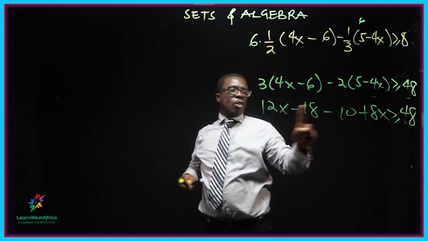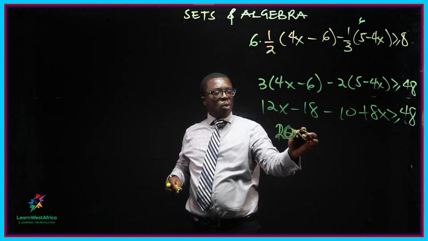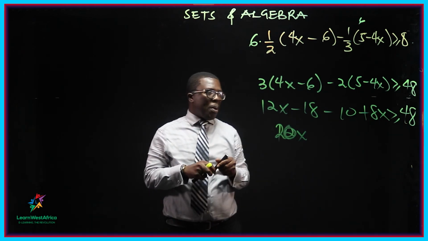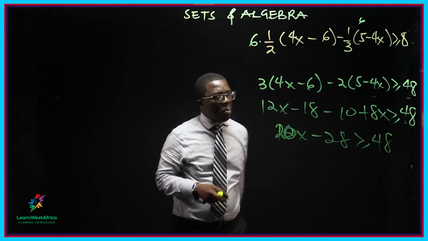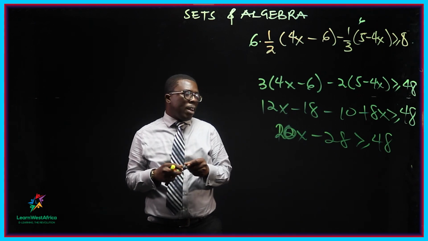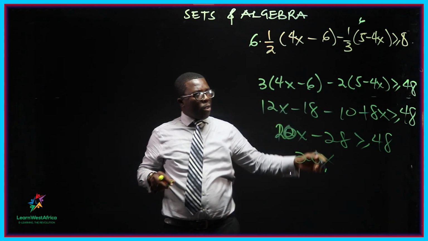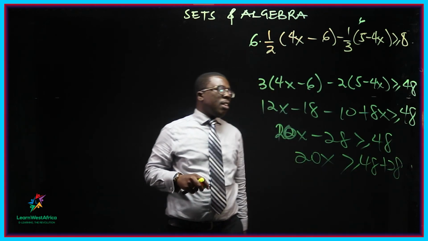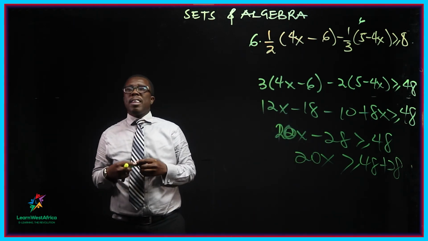Okay, so you just add this. What's 12x plus 8x? So we have 20x. Now when you have minus 18 minus 10, that is minus 28. Now we have 48. Okay? So it makes it easier for you to solve. So we have 20x greater than or equal to 48 plus 28. Now simplify. You just divide by 20, then you will simplify it. Are you okay with that?